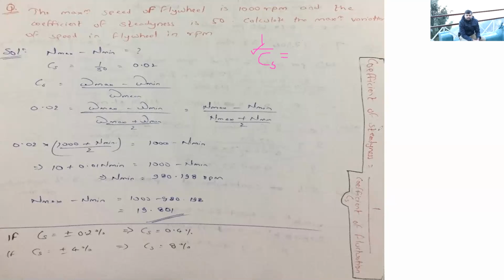Steadiness is how steady the system is, how constant the values are that we are getting. So that is more useful to us. This is a complete reciprocal of what we want. If the coefficient of steadiness is more, that means the system is more stable. And if the coefficient of fluctuation of speed is more, that means the system is unstable, right?